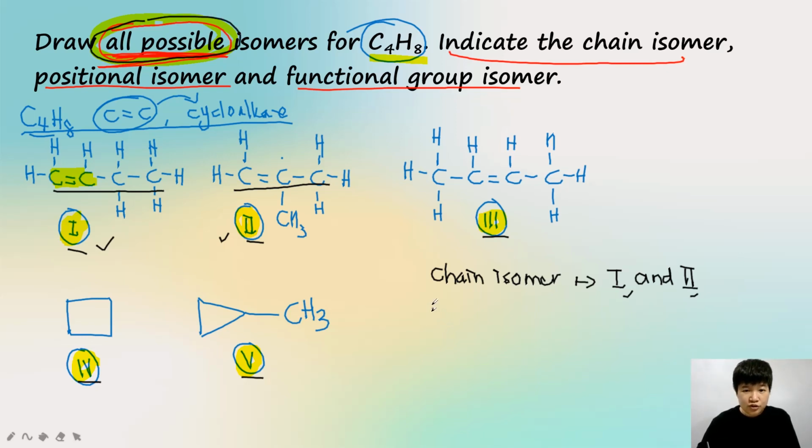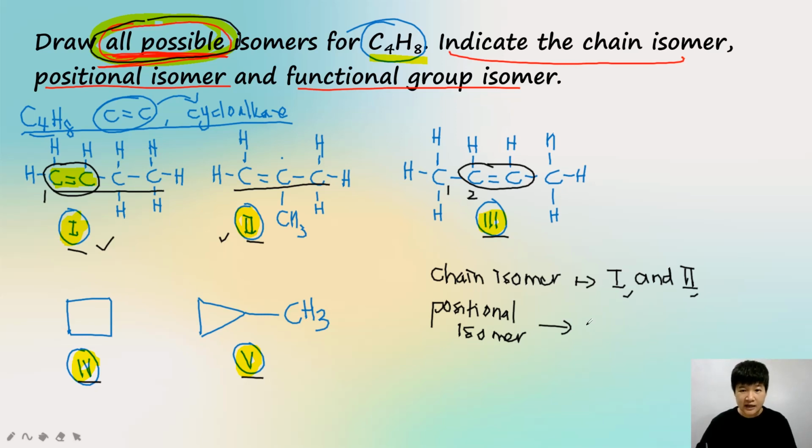Next, I need to show the positional isomer. So which ones between them are positional isomers of each other? Obviously, the positional isomer is the changing of the position of the double bond. This one, the carbon double bond is located on the first carbon. This one, the carbon double bond is located on the second carbon. So the positional isomer over here is Roman 1 and Roman 3. Label them correctly. Simple.